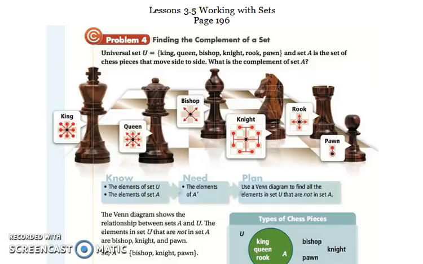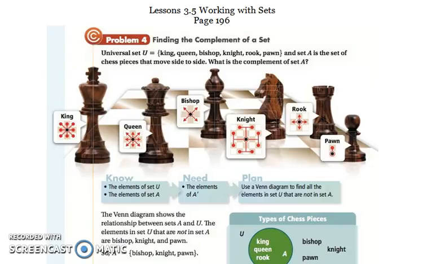Lesson 3.5, Working with Sets, page 196. Problem 4, Finding the complement of a set. The universal set for chess is the king, the queen, the bishop, the knight, the rook, and the pawn. That is just all the pieces. Okay? And set A is the set of chess pieces that move side to side.